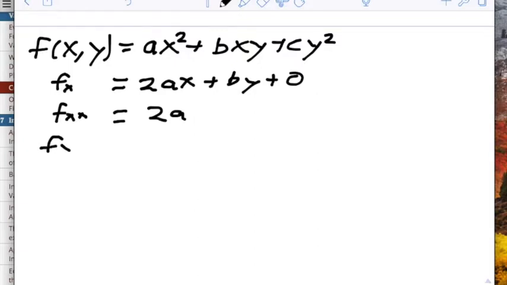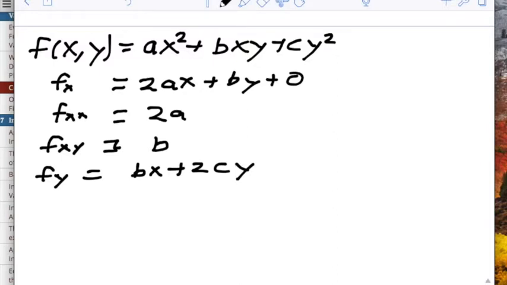If I look at f of xy, that's going to be simply b. f of y is going to be bx plus 2cy, and f of yy is going to be 2c.